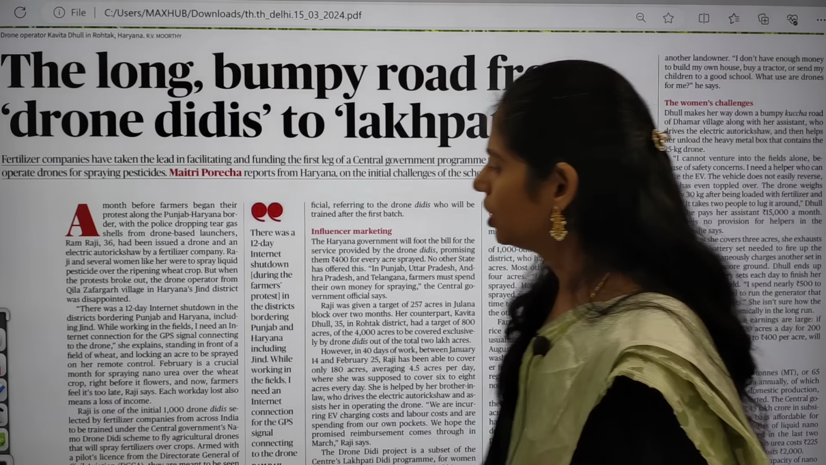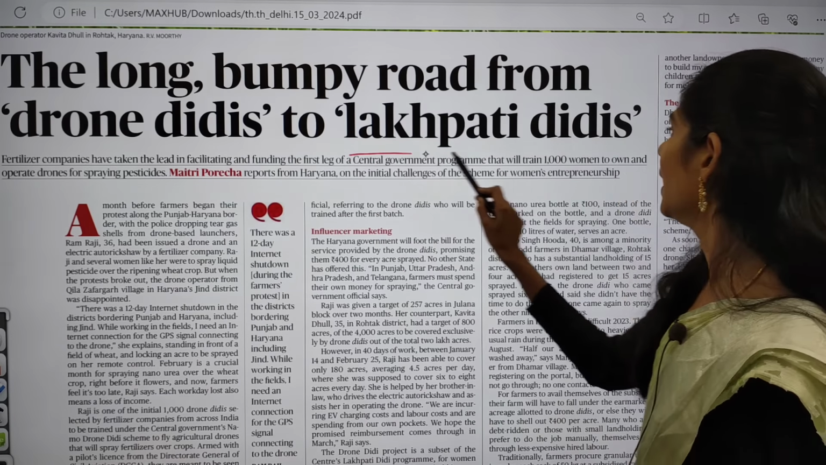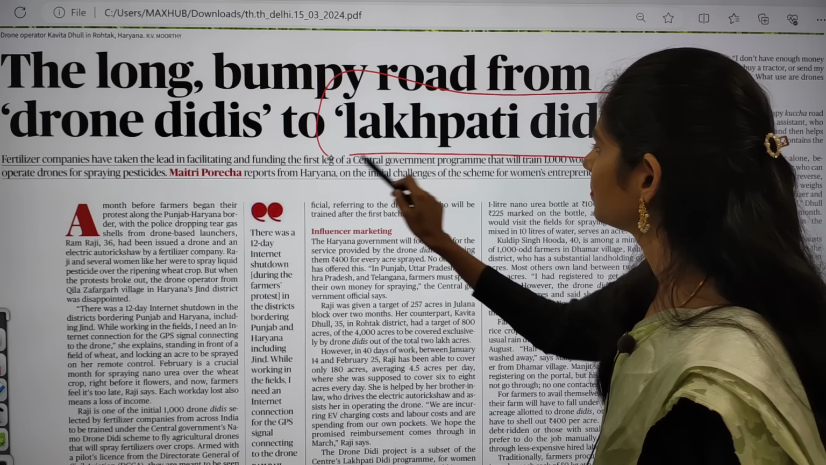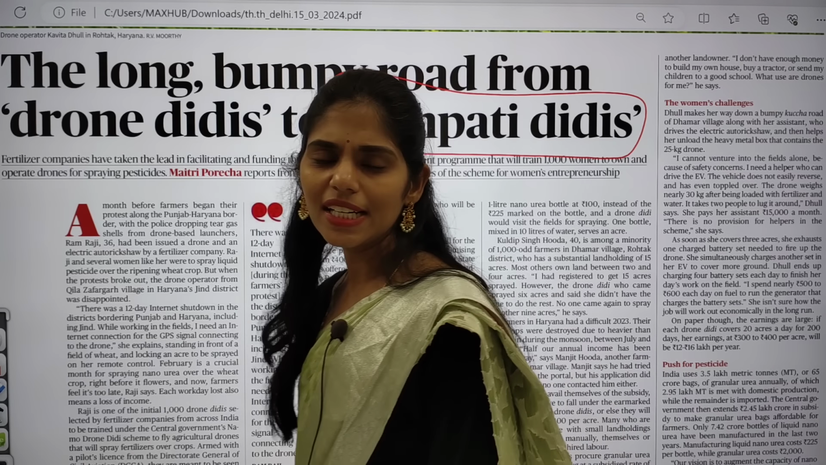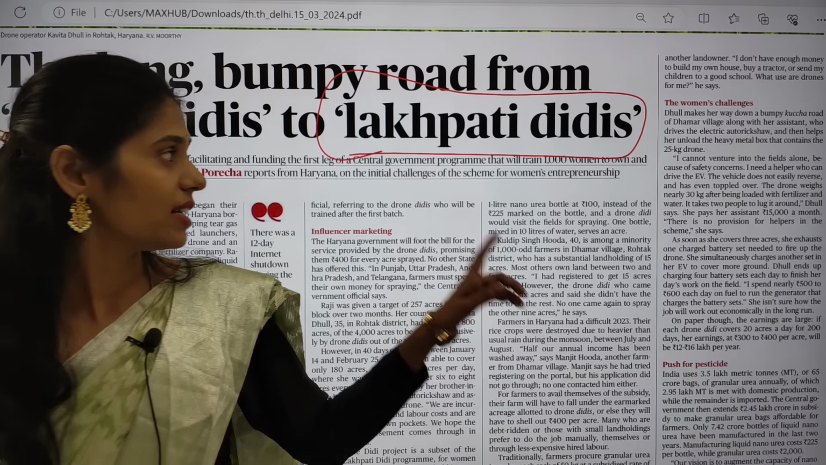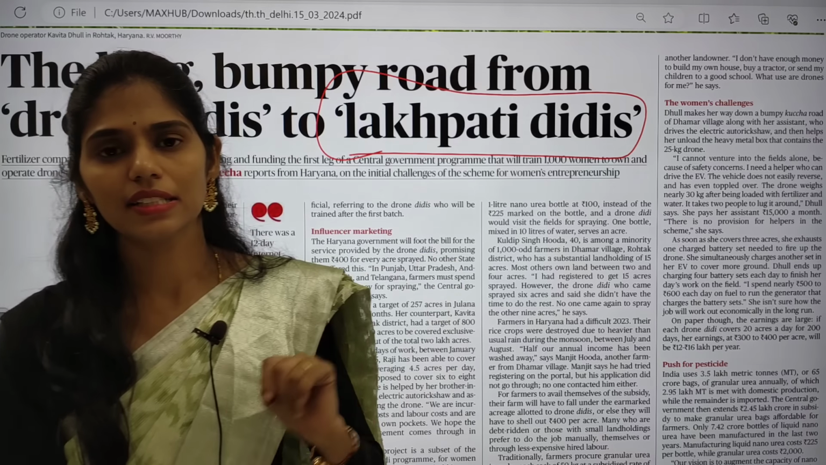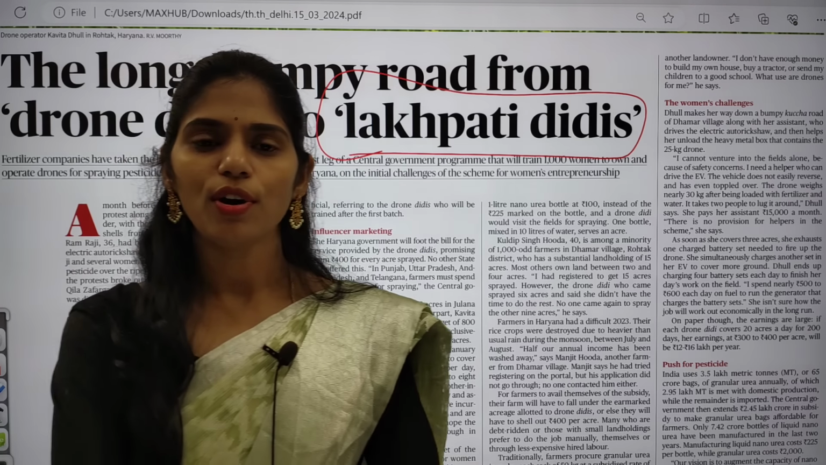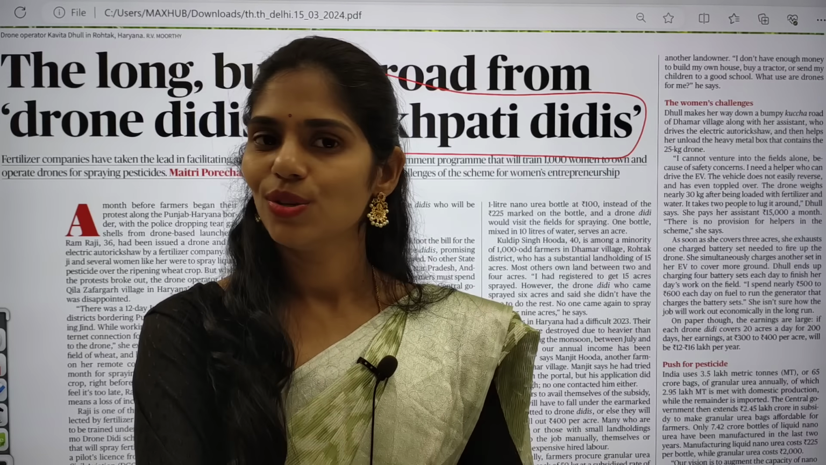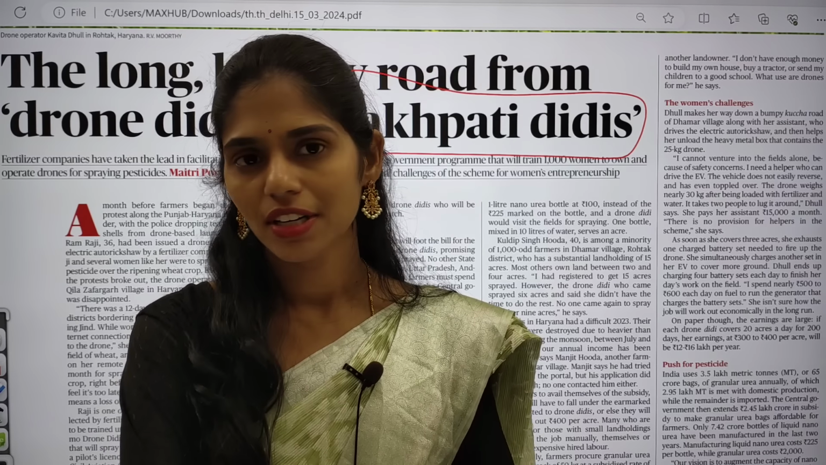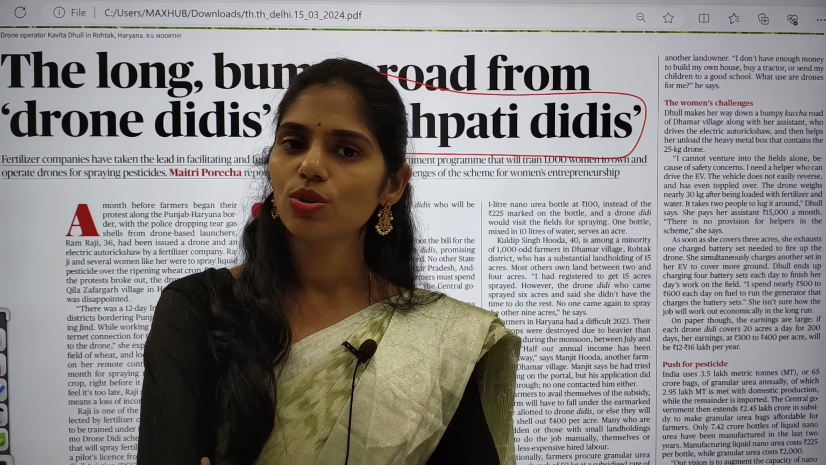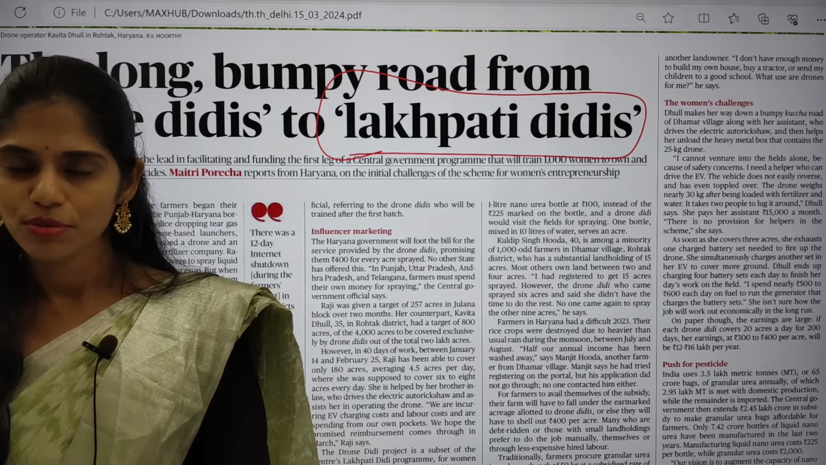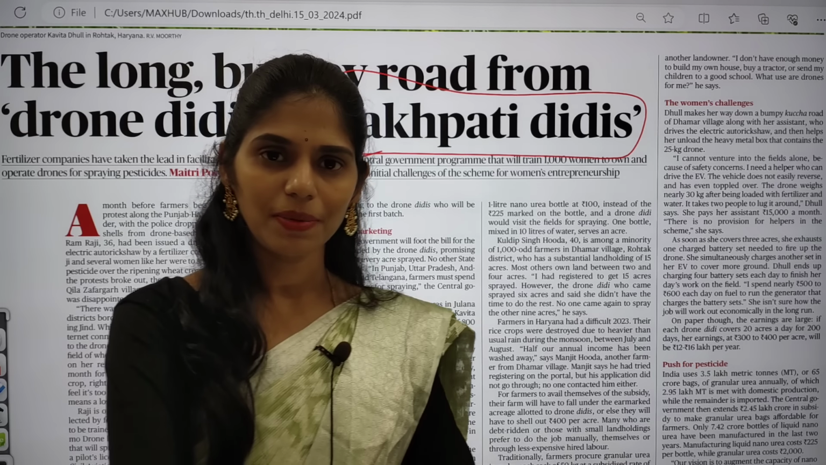Now let us see this article. Here you can see the Lakhpati Didi scheme. Recently in our interim budget, there is a mention of this Lakhpati Didi scheme. From the scheme's point of view, keep this in your mind: you can get 2 to 3 questions every year from schemes in your prelims.